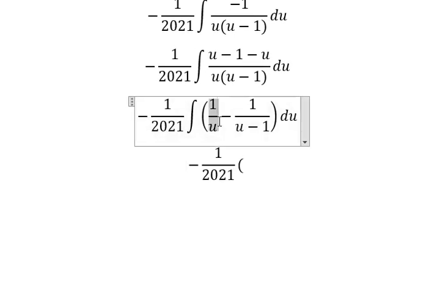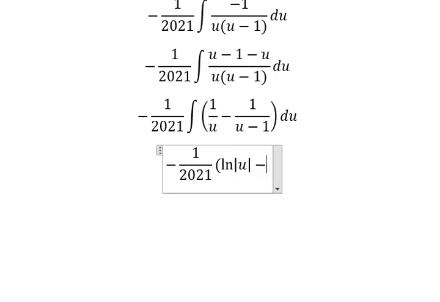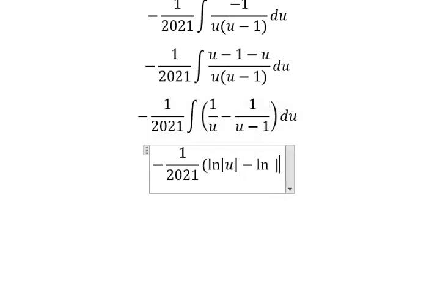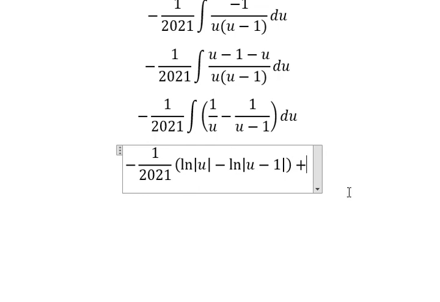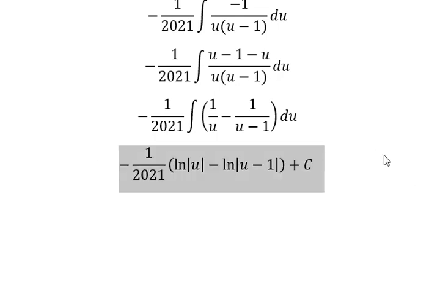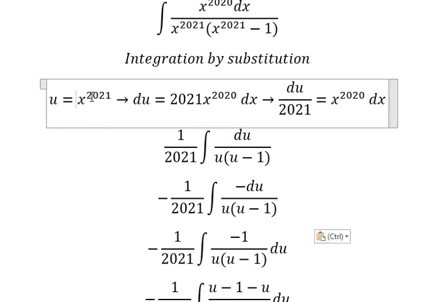The integration of this one, we have ln of the absolute value of u. The integration of this one, we have ln of the absolute value of u minus 1. And then I will put c. About u, that is this one.